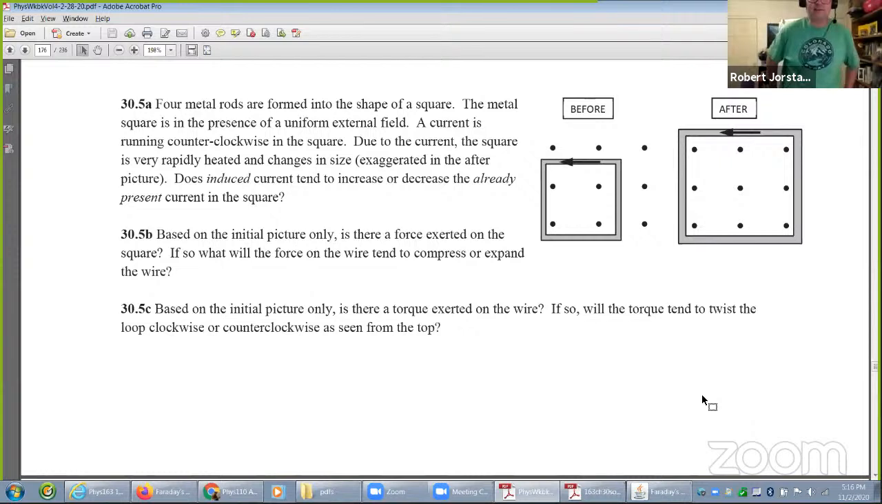Let's say you have a wire. Somehow, I don't know how, let's say the wire actually stretches and gets hot and increases in size. In this case, this is another example. Did the flux through the loop increase? What do you think?